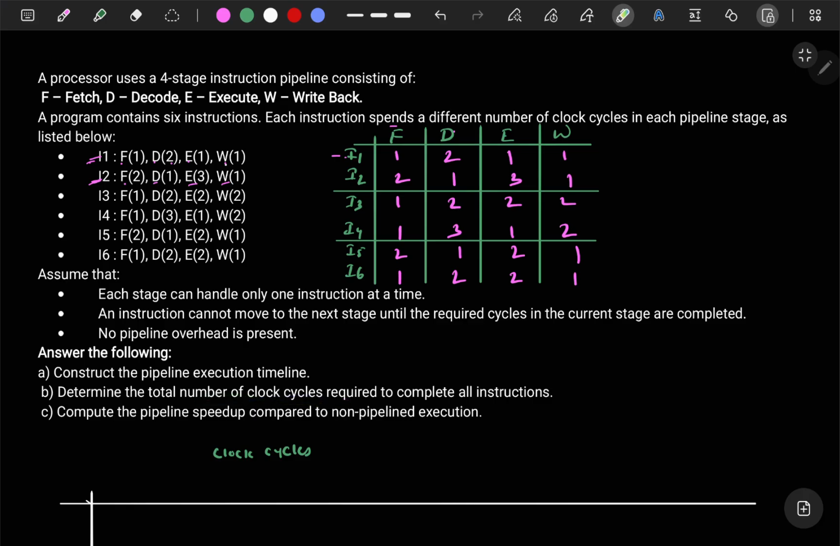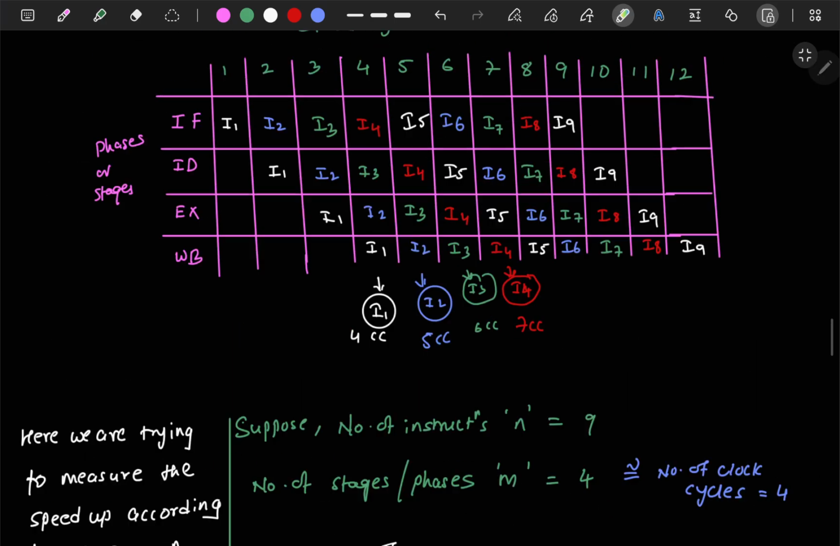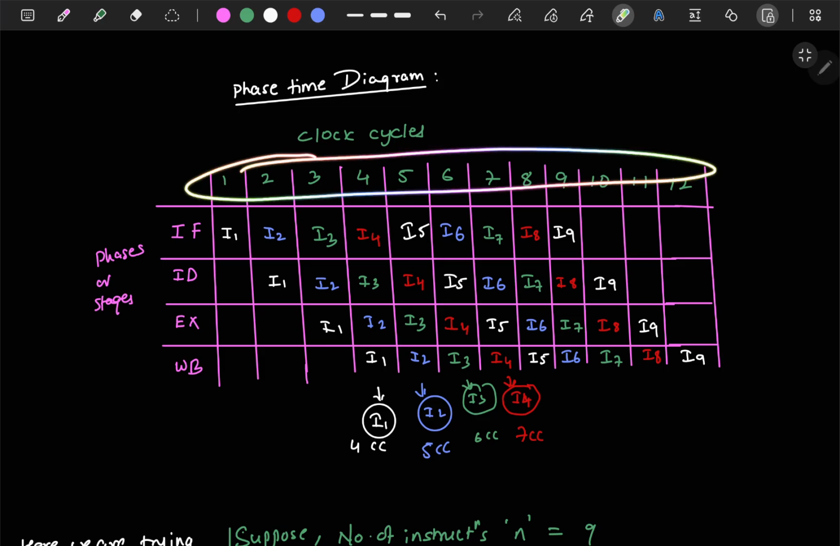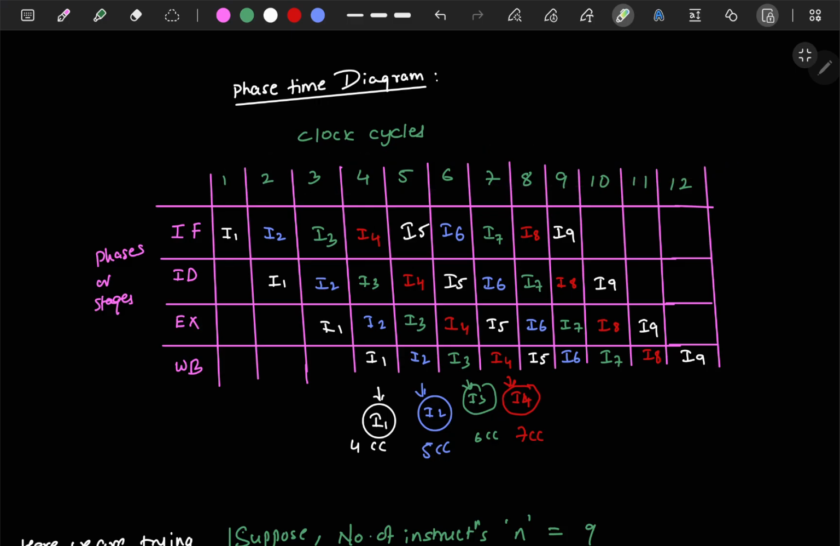For that we will take help of the phase time diagram. We have already seen the phase time diagram in one of the topics. I think this is our phase time diagram. In this, what we have done is that in the column part we put the clock cycles, and in the rows we put the phases, that is, the stages, right?